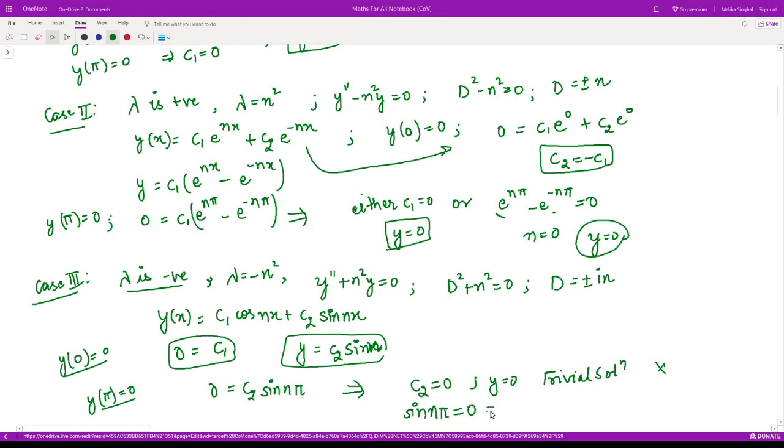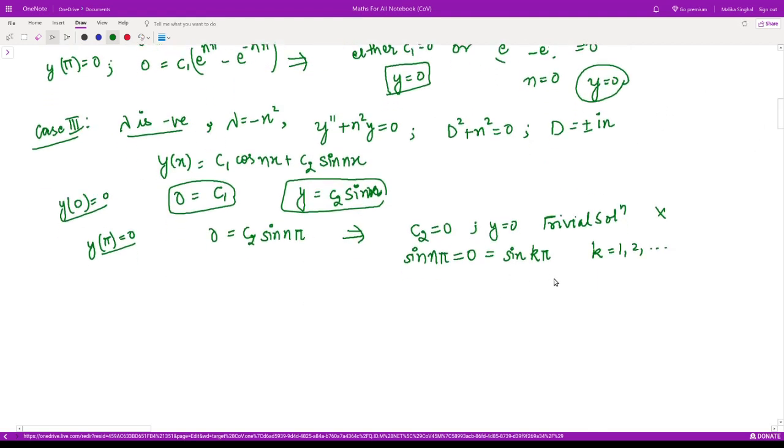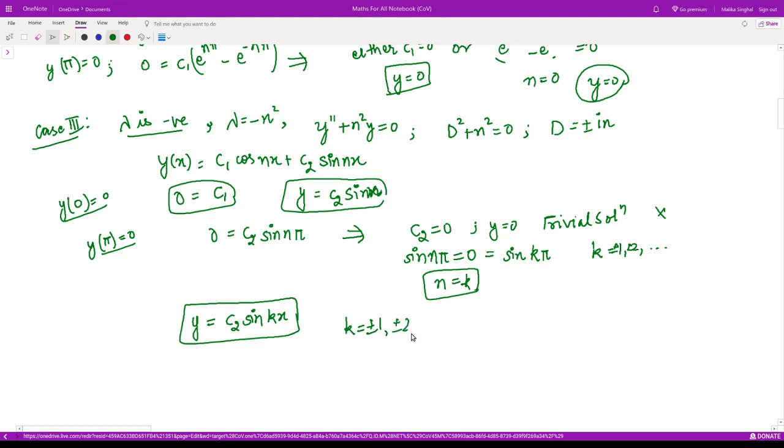And at which point is sine 0? It is 0 at the multiple of k pi, where k is some integer, 1, 2, 3 and so on. Positive integer or negative also, it could be negative also, right? Plus minus 1, plus minus 2 and so on. So in that case, what is n? N is equal to k. If n is equal to k, our solution y would be c2 sine kx, where k is equal to plus minus 1, plus minus 2 and so on, right? So this is our y, the extremal.